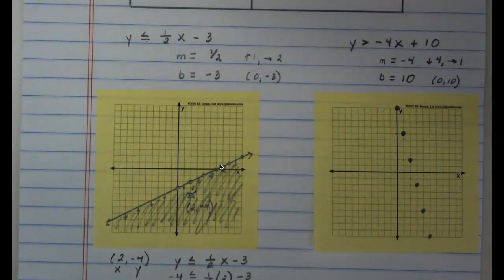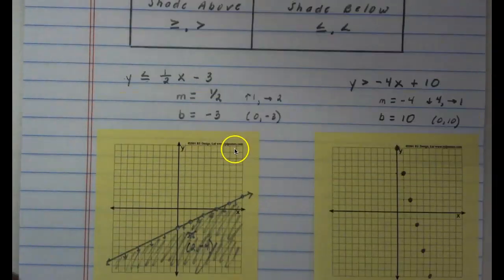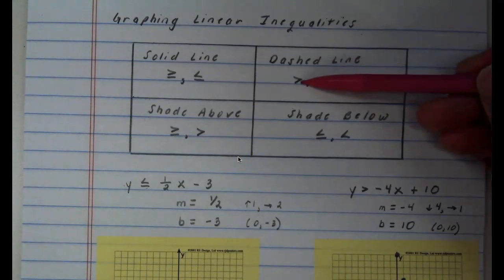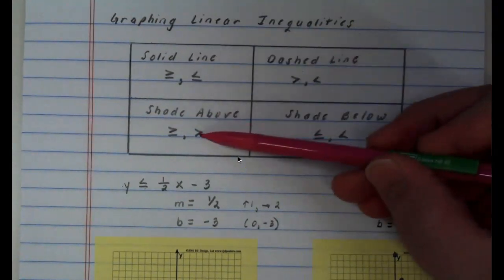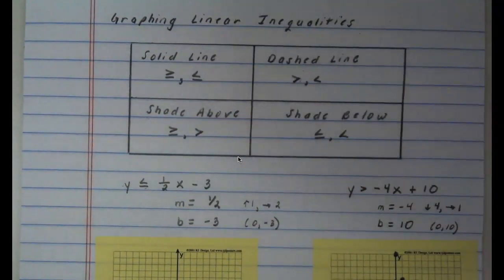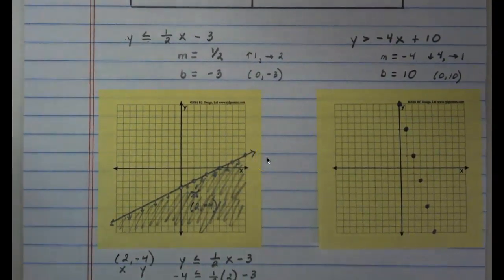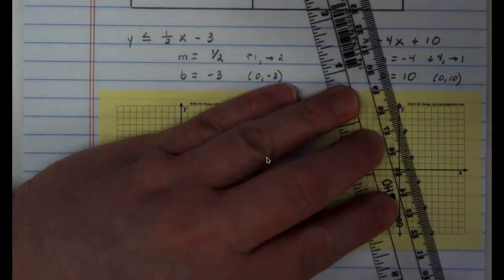Now we need to decide what type of line it is. It's a greater than symbol, so I'm going to go up top. Greater than means it's going to be a dashed line. Greater than also means to shade above. So dashed line and shade above. So with my ruler, I'm going to draw a dashed line.